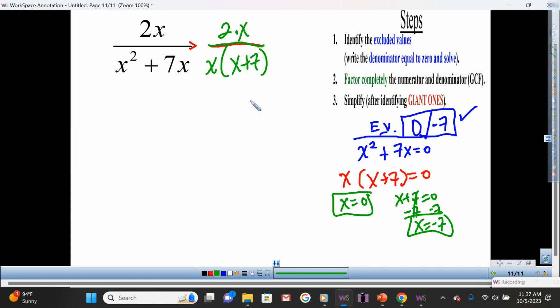X times x plus 7. Hands up if you got up to right there. And our giant 1, since there's multiplication here and here, so it's the x, and that leaves us with 2 over x plus 7. Hands up if you got that. From 1 to 5, how comfortable are you with this so far?